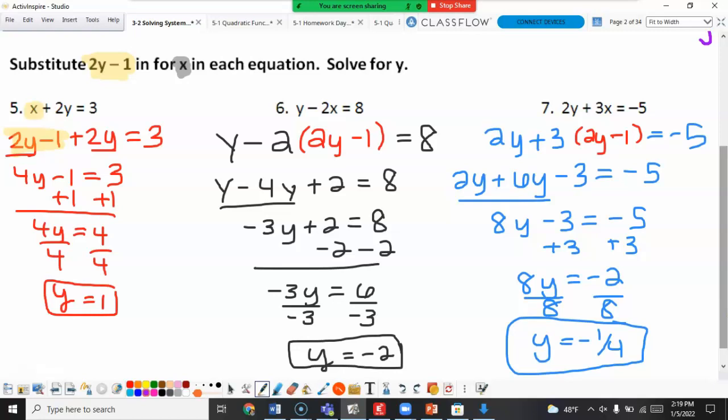So what was really nice in this warm-up and in example 5, 6, and 7 is that they already told you what to substitute where and for what variable. They said, okay, you're going to take x and replace it with 2y minus 1. In the new stuff, we are not going to tell you what to replace with what. That's up to you to determine, okay, what variable should I solve for? Why would I solve for that variable versus this variable? And where do I plug it in?